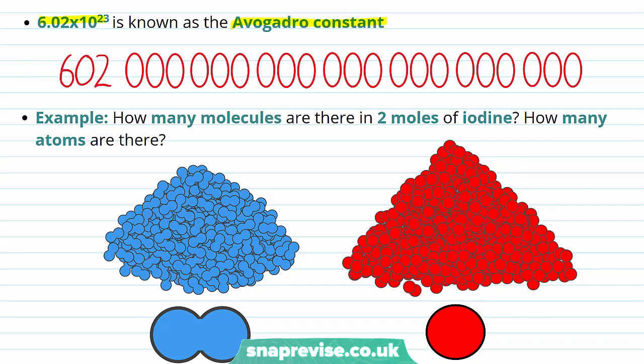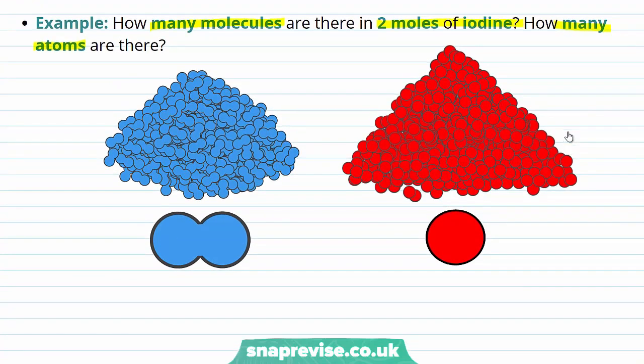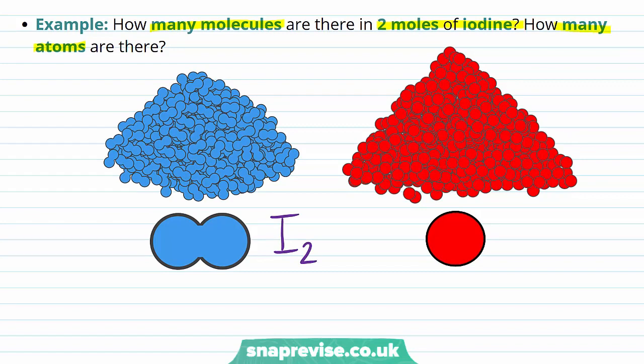It's a number. We can see what we mean by thinking about this question, which is how many molecules are there in 2 moles of iodine, and also how many atoms are there. Iodine is a group 7 element, so it's a halogen. And if you've seen our video on the group 7 elements, you'll know that the halogens always exist as diatomic molecules. For example, iodine will naturally be found as an I2 diatomic molecule. Therefore, if we have 2 moles of iodine, what we mean is that we have 2 moles of iodine molecules.